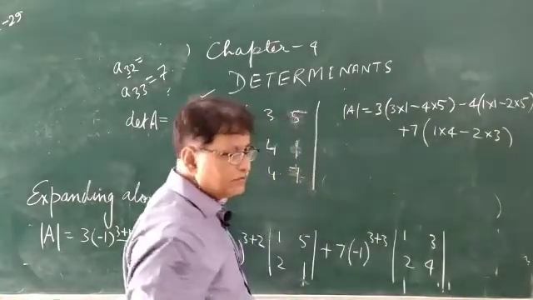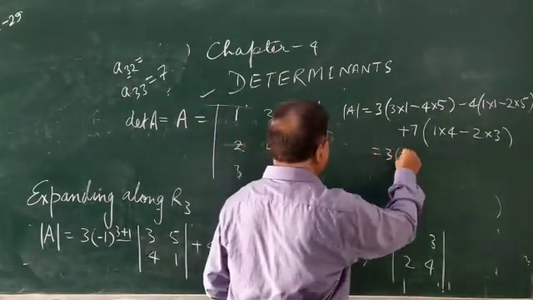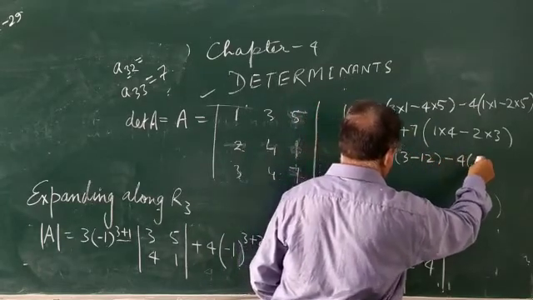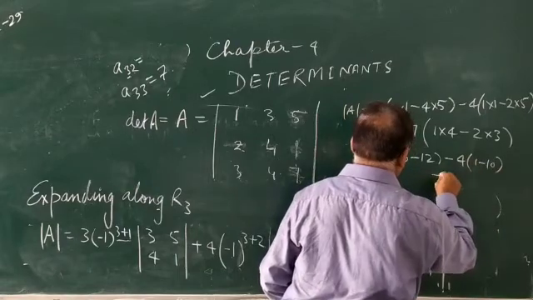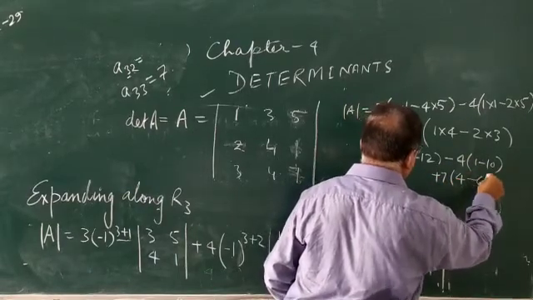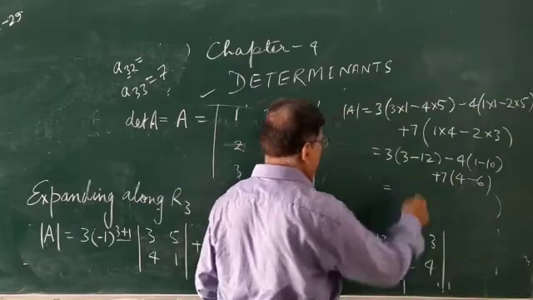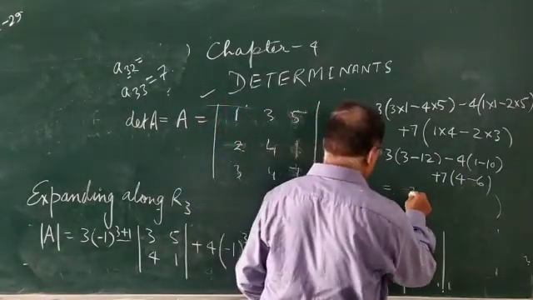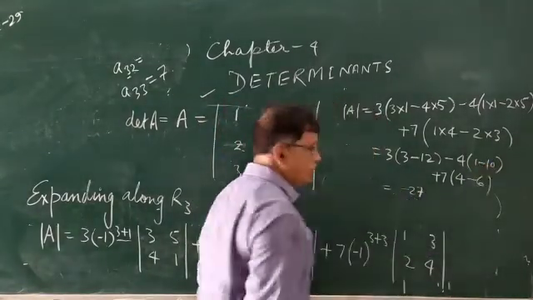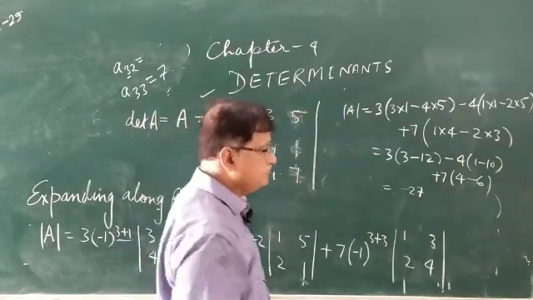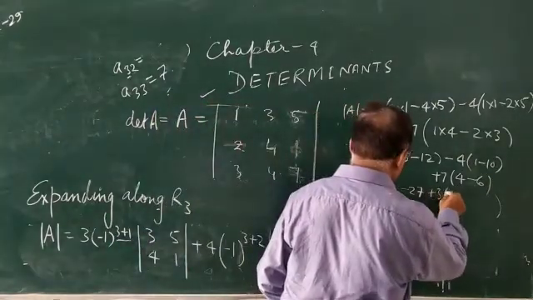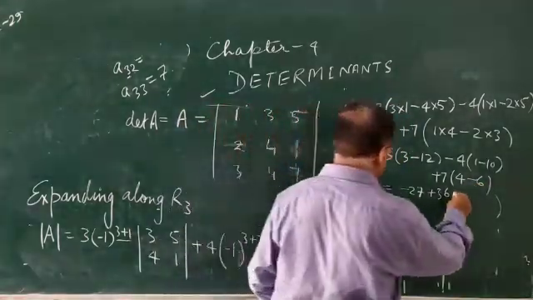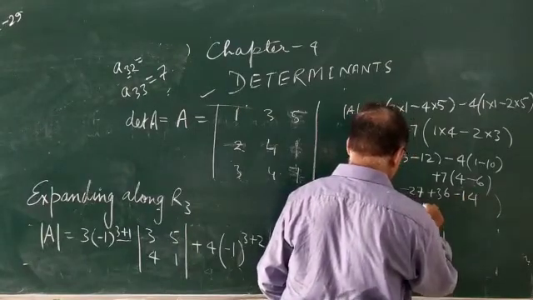Now you calculate, what do you get? You see this, 3 into 3 minus 12, minus 4 into 1 minus 10, plus 7 into 4 minus 6. So 3 minus 12 is minus 9, and minus 9 into 3 is minus 27. Here 1 minus 10 is minus 9, and minus 9 into minus 4 is plus 36. Here this is minus 2, and minus 2 into 7 is minus 14.